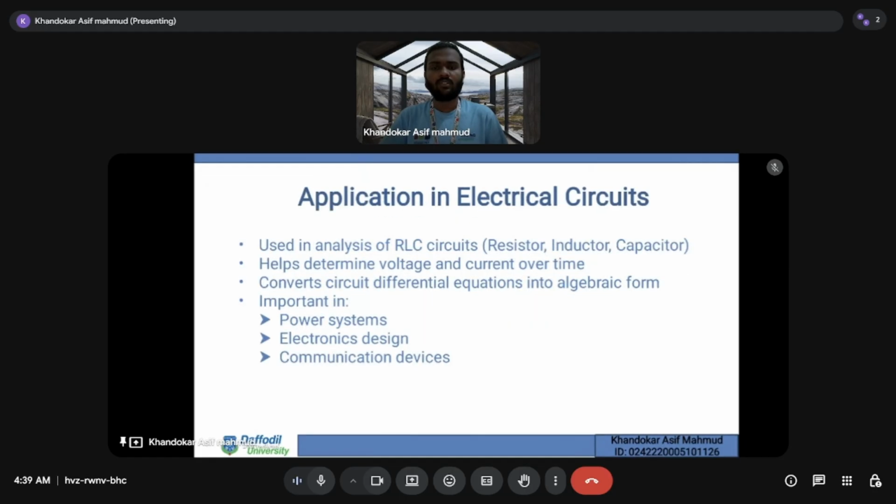Now I am going to discuss some applications. First one is electrical circuits. Here it is used in analysis of RLC circuits like resistor, inductor, and capacitor. It helps determine voltage and current over time. It converts circuit differential equations into algebraic form. Here it is important in power systems, electronic design, and communication devices.